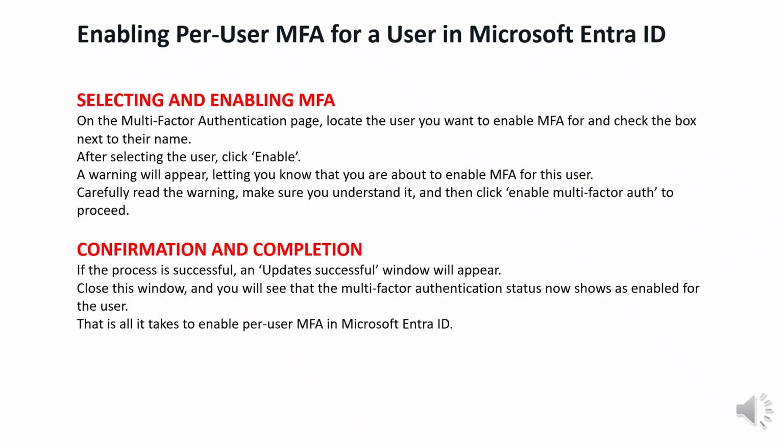Confirmation and completion. If the process is successful, an Update Successful window will appear. Close this window, and you will see that the multi-factor authentication status now shows as enabled for the user. That is all it takes to enable Per User MFA in Microsoft Entra ID.